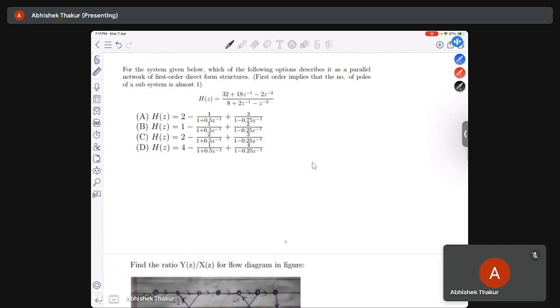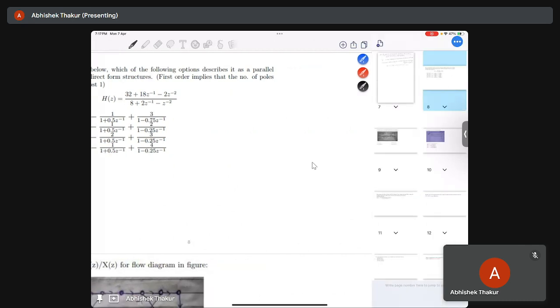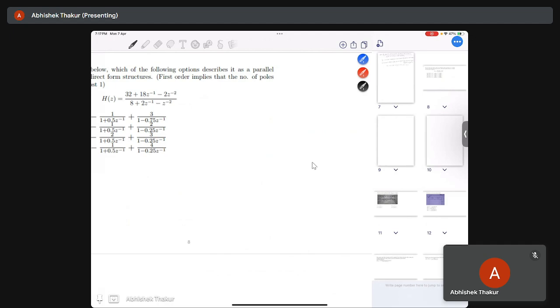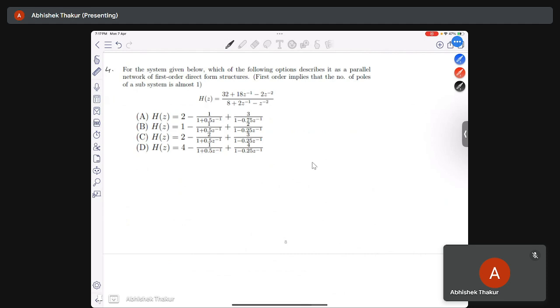So now we'll move on to question number 4. For the system given below, which of the following options describes it as a parallel network of first order direct form structures? First order implies that the number of poles of the subsystem is at most 1. Okay. For the given system, it is asking which of the following options describe it as a parallel network of first order direct form structures.